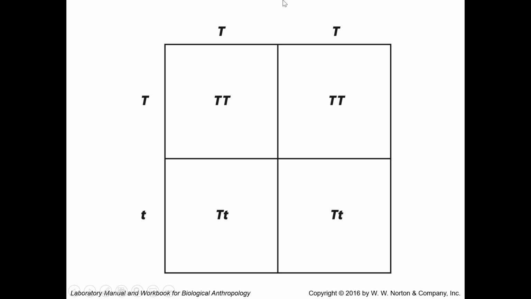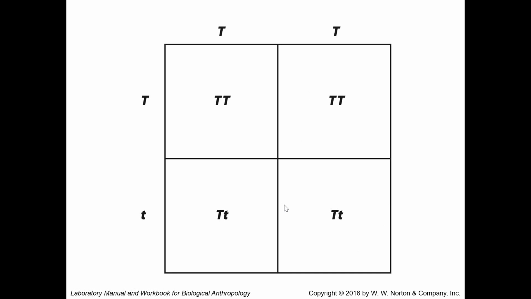You can think of it as tallness, with big T being tall, little t being short, right? Therefore, these individuals would be tall phenotypically. These individuals would also be tall phenotypically. So 100% phenotypic expression of tallness. However, genotypically, we have 50% homozygous dominant and 50% heterozygous.